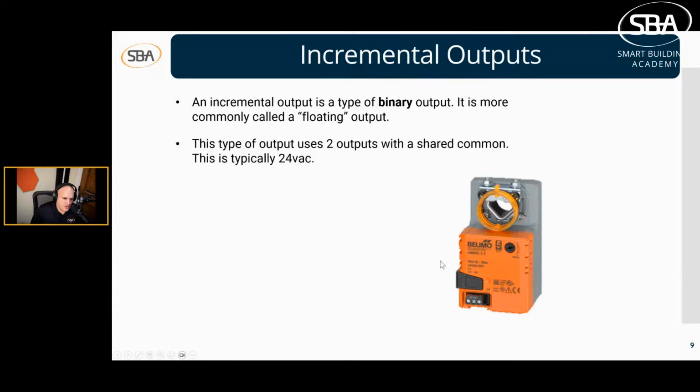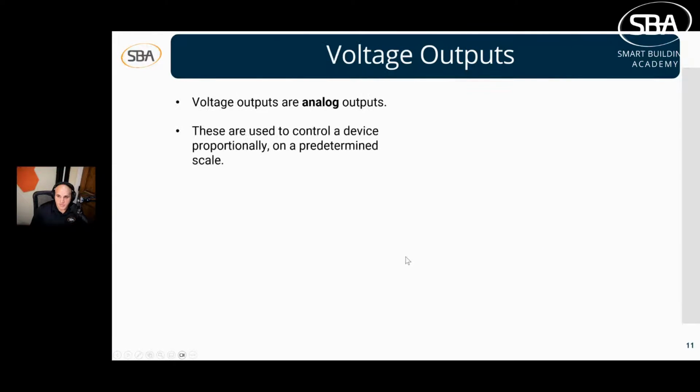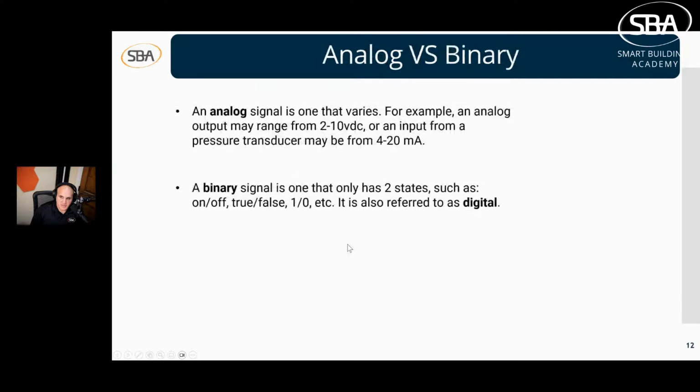And if both of those are off, obviously the thing's not moving at all. And then you have your voltage outputs. And these are going to be your analog outputs.